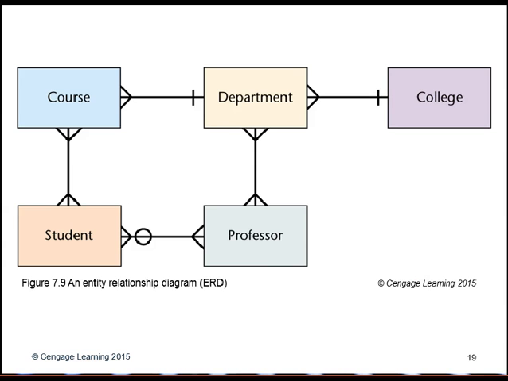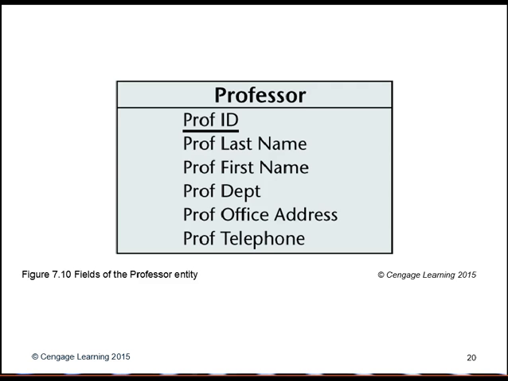And so here we see an example of an entity relationship diagram. And then if we look at the professor entity in more detail, we can see the key underlined, professor ID, and then the other attributes of the professor table.